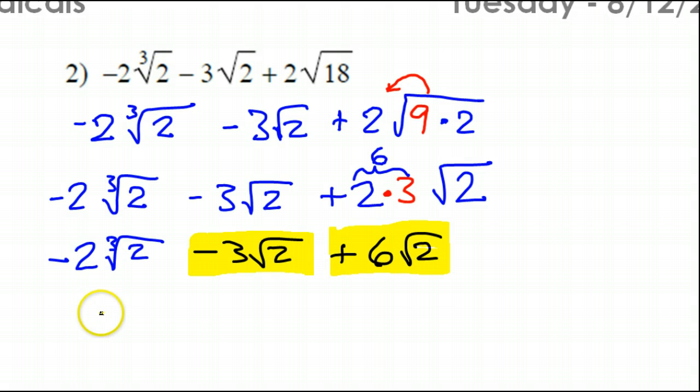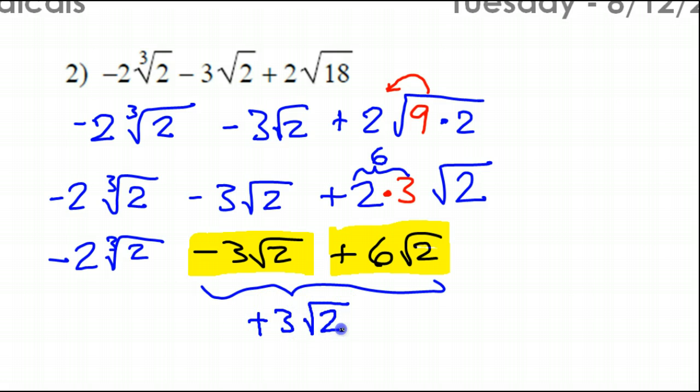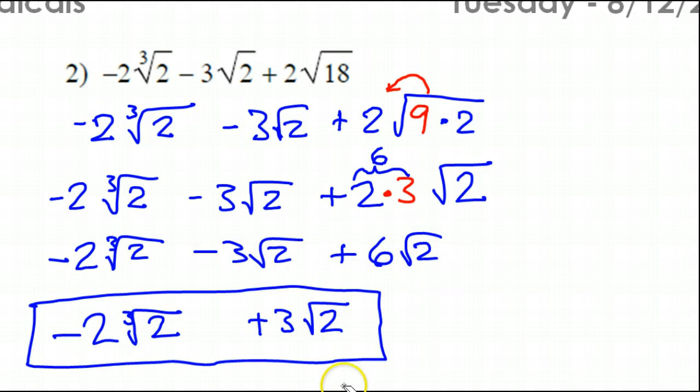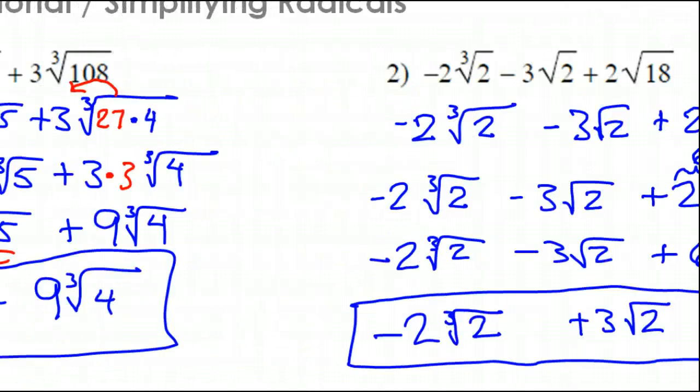If I put those together, negative 3 plus 6, that is positive 3. So positive 3 square roots of 2. And I'll just bring this one down. Negative 2 cube roots of 2. So that's as far as we can go. Alright, these are not like terms, because this is cube root and this is square root. So that's the answer to number 2.